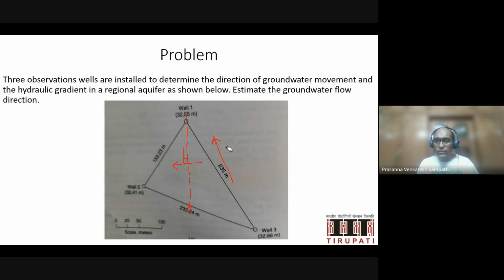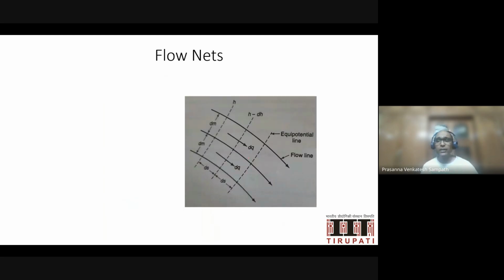So the actual flow direction will be somewhat like this. Of course, given that the distances are provided, it's always possible for you to figure out the exact location where this 32.55 will be, and then draw a line connecting those two, and then draw a line perpendicular to that. That's possible. Okay, so now, given this background, let us take a look at the idea of a flow net.